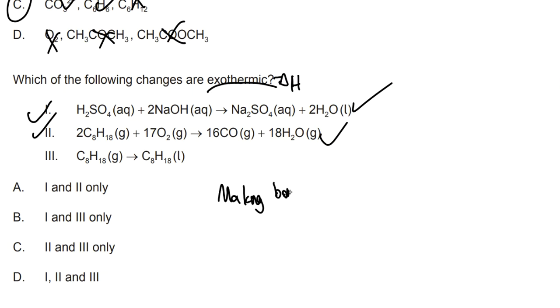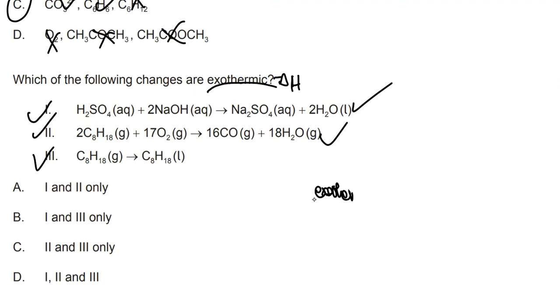Making bonds is exothermic. It's always the counterintuitive option. You think breaking bonds is exothermic, but no. Making bonds is exothermic? Yeah. So if we're making bonds, it's exothermic. Let me just think of it the other way. So if we go from a liquid to a gas, we put in energy, right? Because we need to vaporize it. Yeah, we need to vaporize a liquid to make it a gas, and that is endothermic. So the opposite must be exothermic.